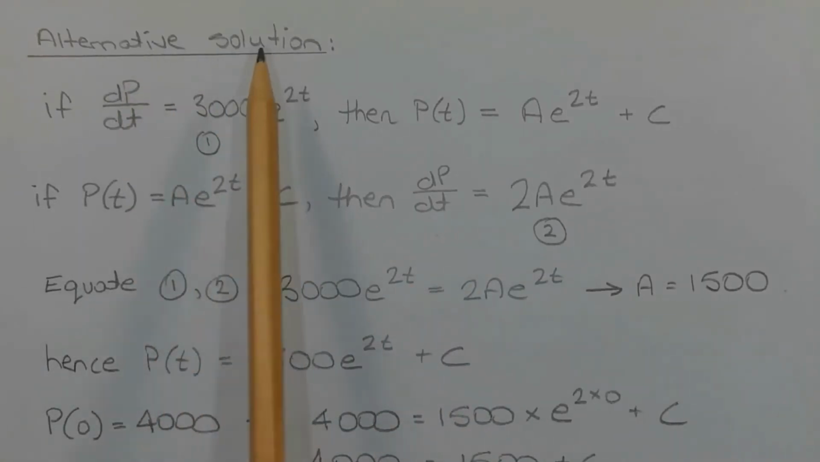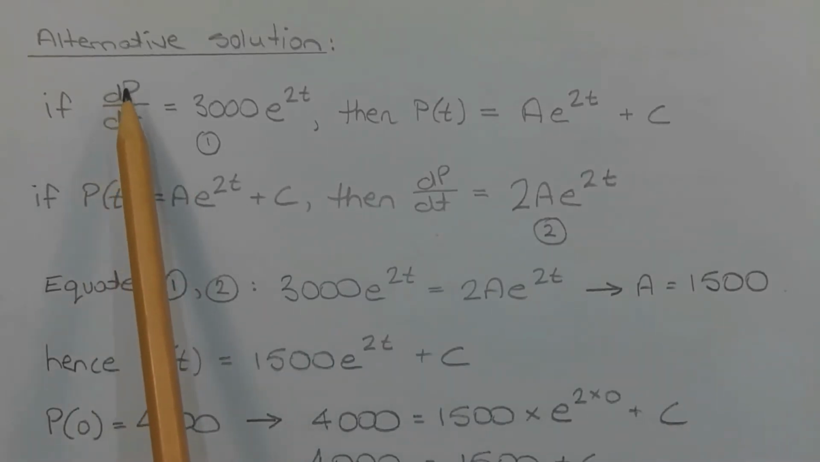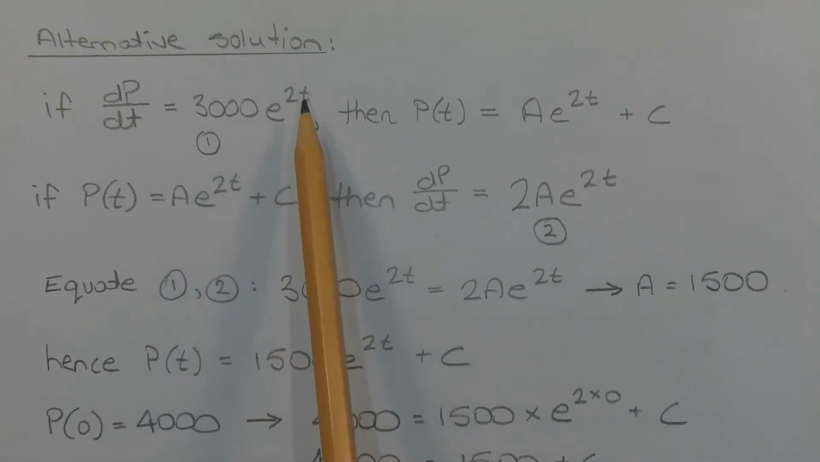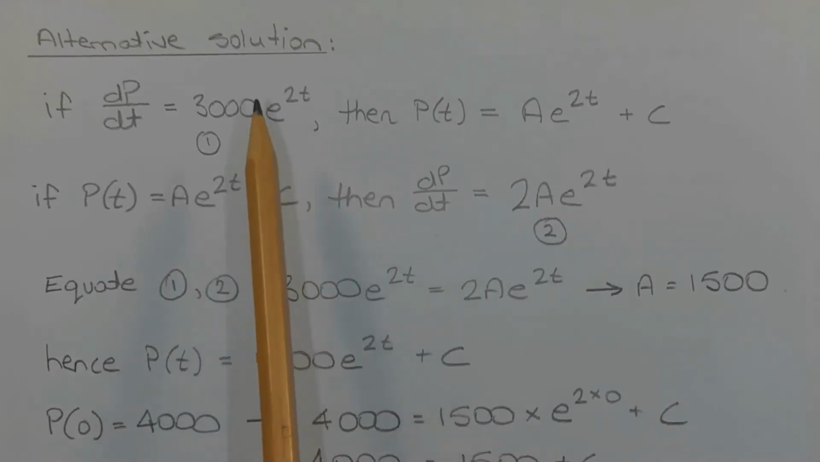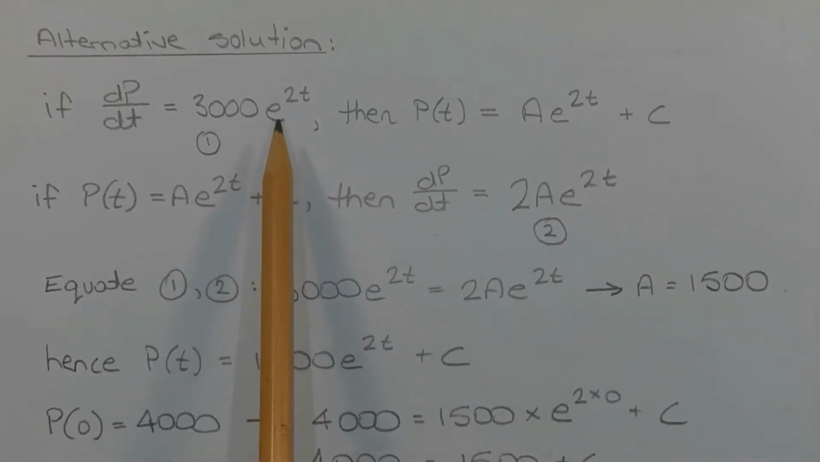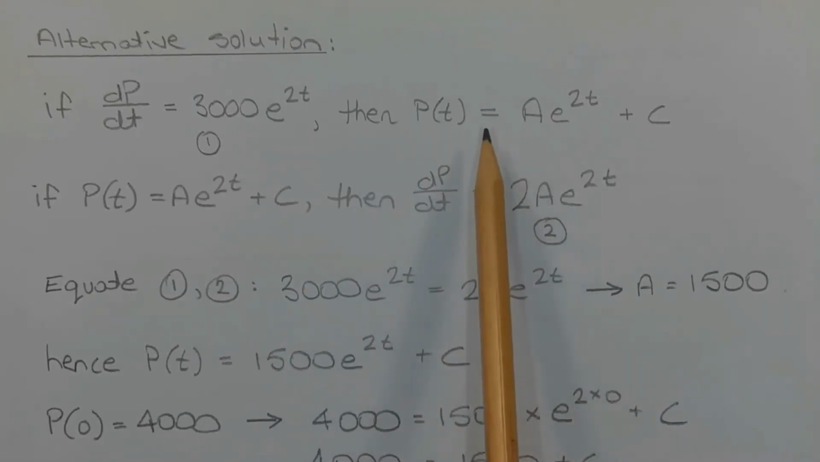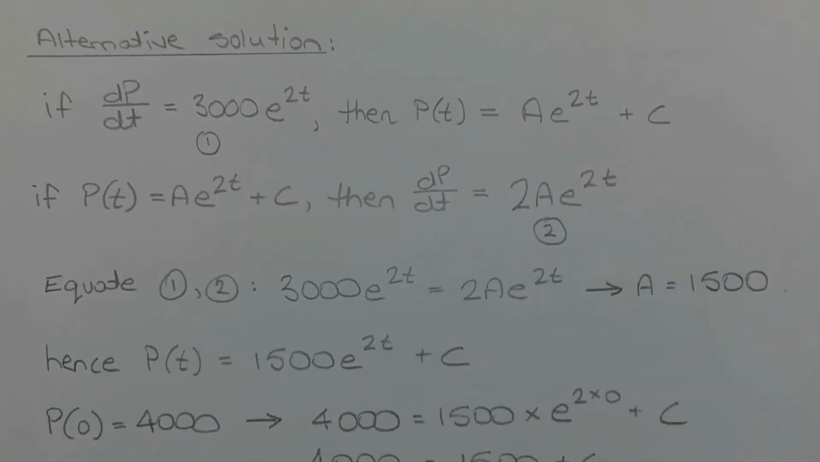Here is an alternative solution that does not explicitly involve integration. If the gradient function given is dp dt equals 3000 times e to the power of 2t, what must the original function or the primitive have looked like so that when we differentiate it, we end up with the gradient function looking like this? Since it involves the exponential function, e to the power of 2t, the original function must be in this form. In other words, p of t equals a times e to the power of 2t plus c, where a and c are real numbers.